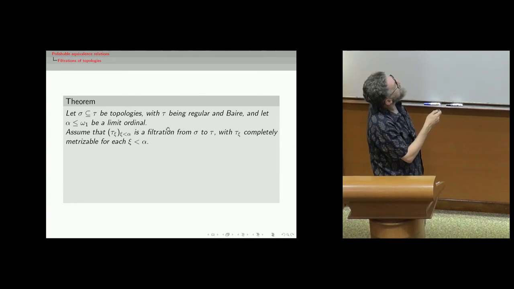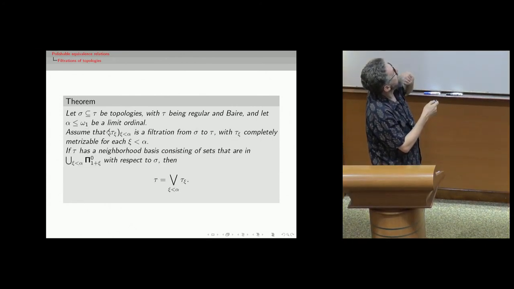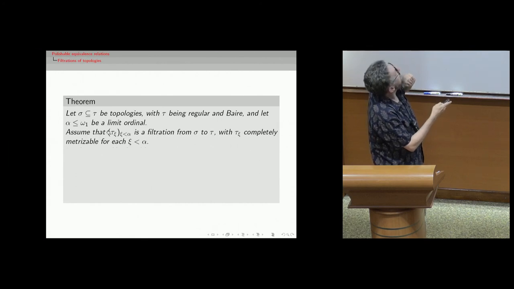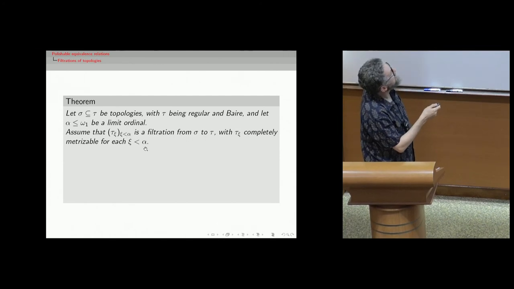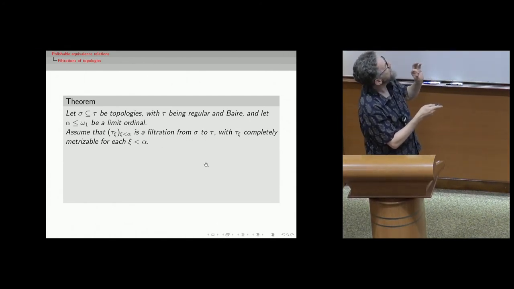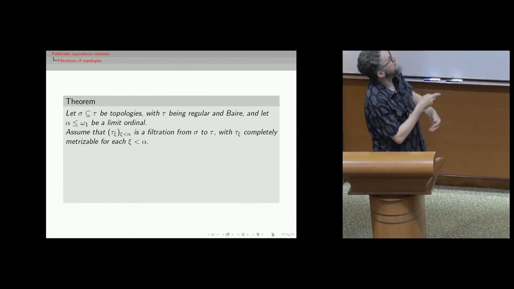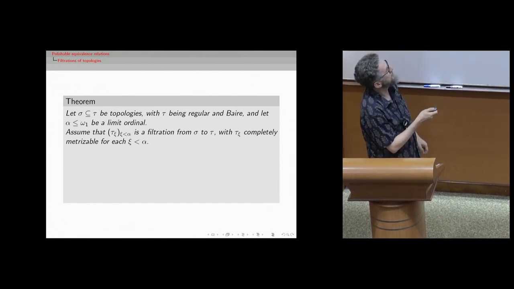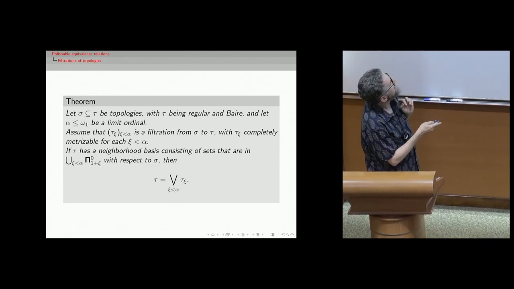Two topologies, tau is regular and Baire, alpha is a limit ordinal, omega 1 or countable. I have a filtration, and I assume that elements of the filtration are completely metrizable, not necessarily separable. This does not happen in applications. One has to have non-separability. Tau is completely metrizable for all elements of the filtration.